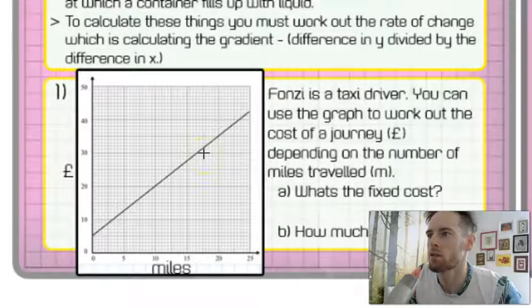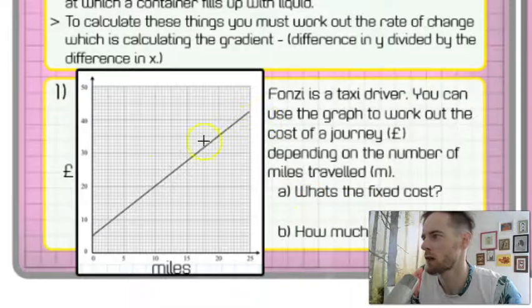And it's all dependent upon the number of miles travelled, which is n, and the cost of the journey is dependent upon that. Now, what is the fixed cost? Well, let's look at the graph. Where does the graph start? The graph starts at exactly £5. So the fixed cost of the journey, as soon as you get into Fonzie's taxi, is costing you £5.